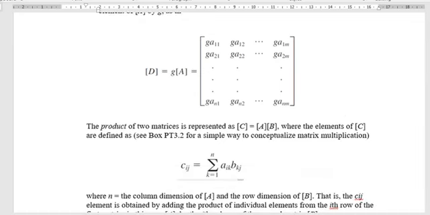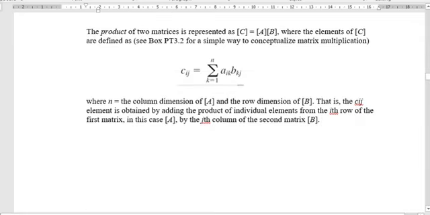Cij is equal to the summation of AikBkj, where n is equal to the column dimension of A and the row dimension of B. So that is, the Cij element is obtained by adding the product of individual elements from the ith row of the first matrix, in this case matrix A, by the jth column of the second matrix B.